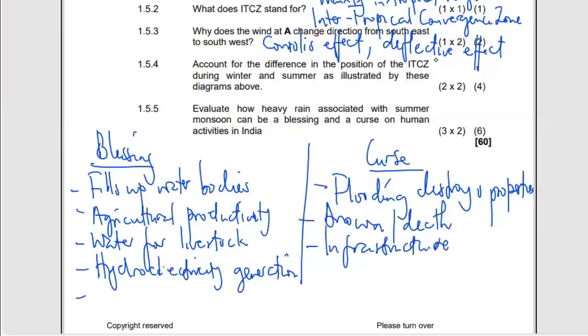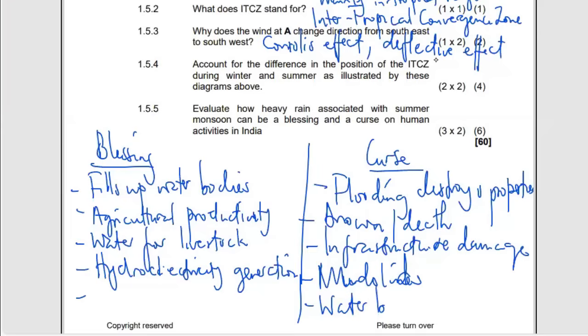You can look at the different types of infrastructure which can be damaged. For example, bridges, they can be damaged. Look at things like land movement, mass movements like mudslides. It can also facilitate other forms of mass movement like rock falls. The landslides can also happen because of heavy rainfall. You can look at the spread of waterborne diseases. They can easily spread with heavy rainfall.